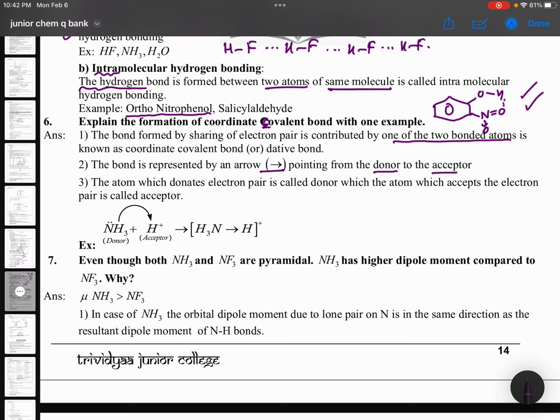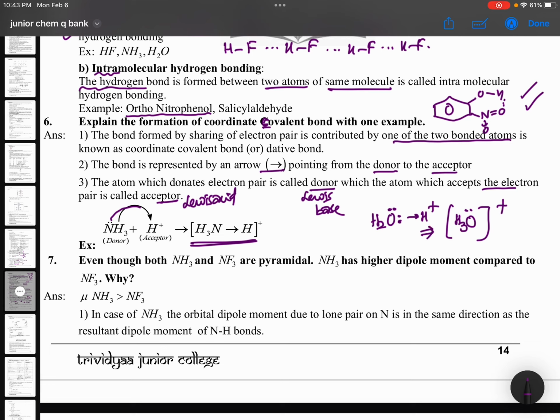The atom which donates the electron pair is called the donor, Lewis base, and the atom which accepts the electron pair is called the acceptor, that is Lewis acid. So here nitrogen's lone pair of electrons goes towards H+, and here you can see H2O, H+, H3O+. Like this also you can write.